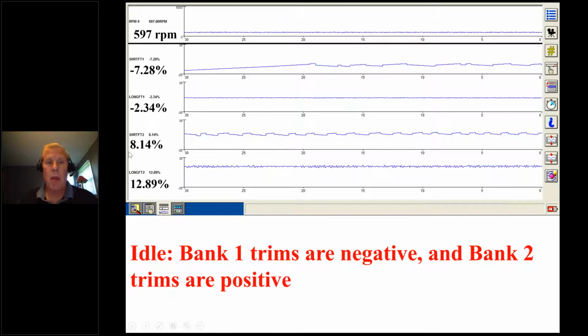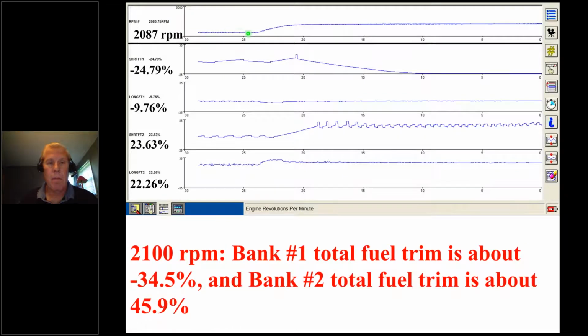If I increase the RPM and let the trim stabilize, bank 2 goes extremely negative, about 35%. Bank 1 goes extremely positive, about 45%. I'm not going to worry about the exact trims. These are clues that suggest there may be an imbalance in airflow bank to bank. Well, if it's not cam timing, restriction of the exhaust is probably a next good item to consider.